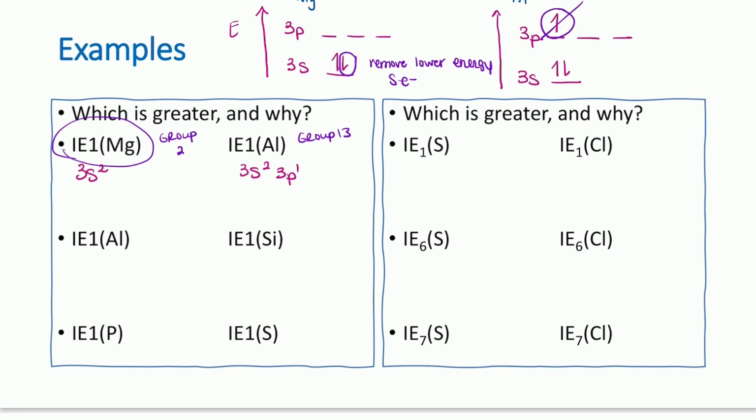What about aluminum and silicon for the first ionization energy? Well, aluminum, we know we just wrote 3s2, 3p1. Silicon, 3s2, 3p2.